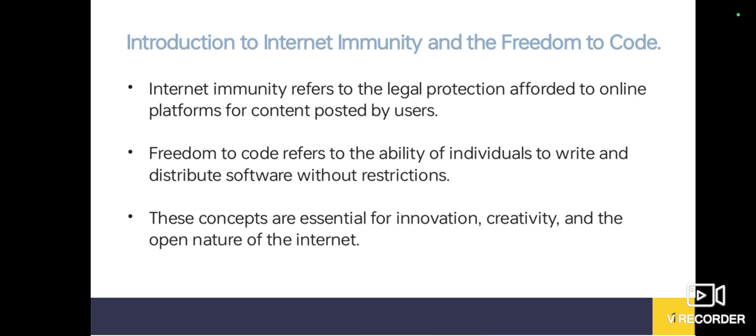The best example of freedom to code is GitHub, where a number of developers share their code for company purposes or for their projects. These concepts are essential for innovation, creativity, and the open nature of the internet. So internet immunity and freedom to code are two major essentials of the internet nowadays.